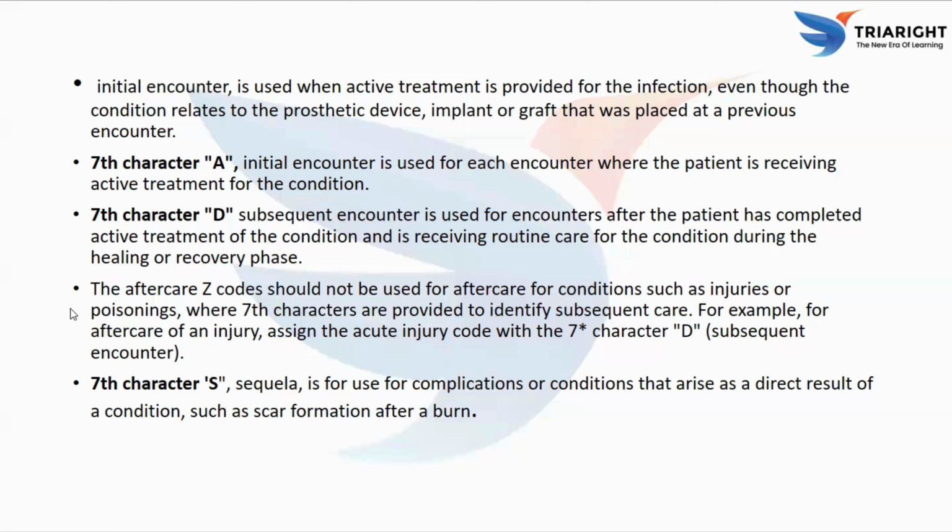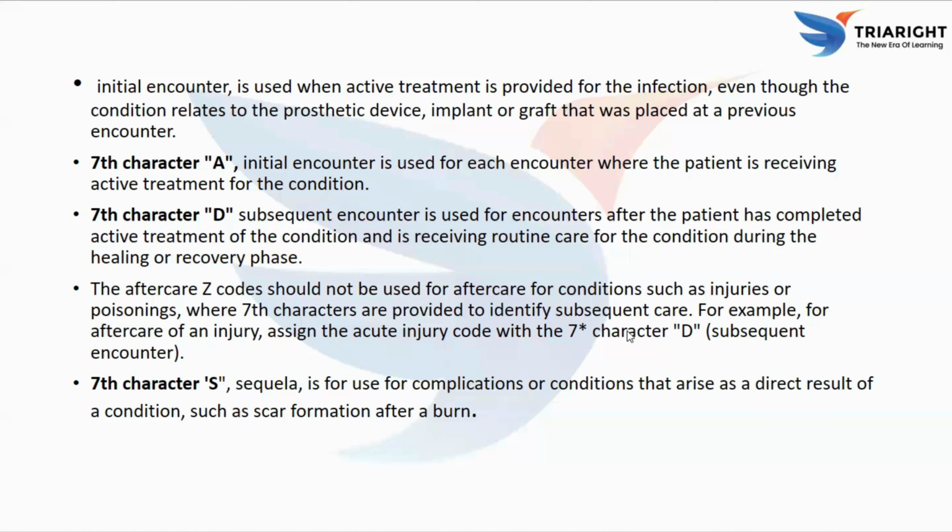So what are the aftercare Z codes? Aftercare Z codes Z47 and Z48 should not be used for injuries, poisonings and conditions in chapter 19. Why? Because chapter 19 already uses the seventh character D to show the subsequent care. So the correct approach is that you should not use a Z aftercare code. You have to use the original injury code with seventh character D.